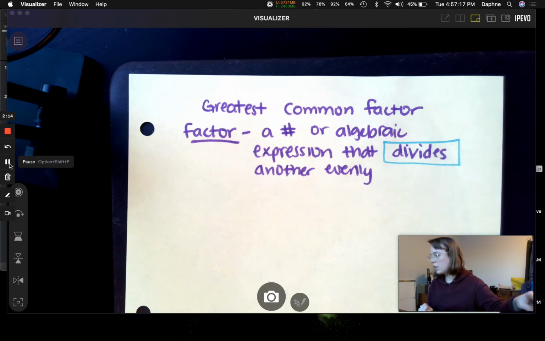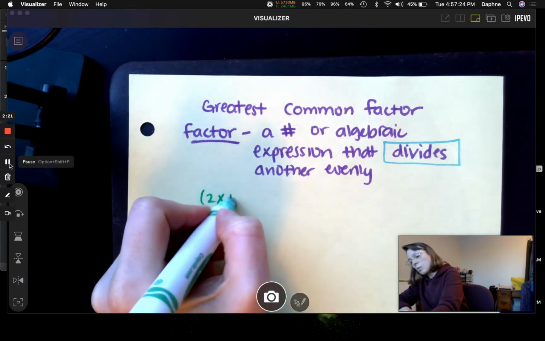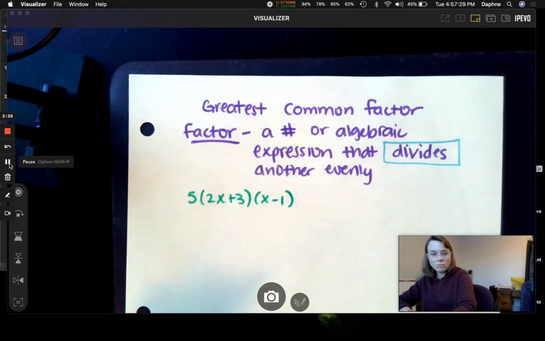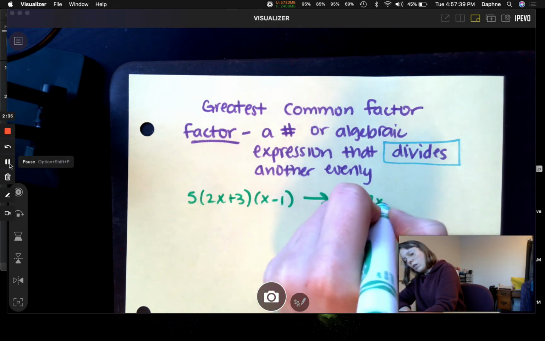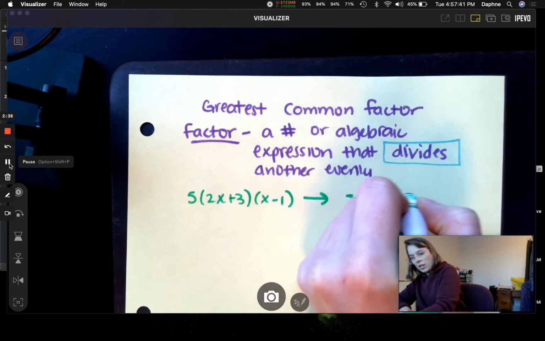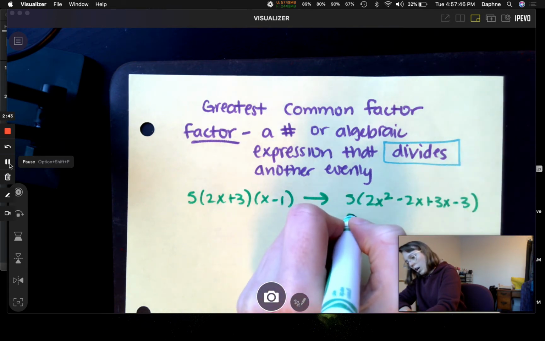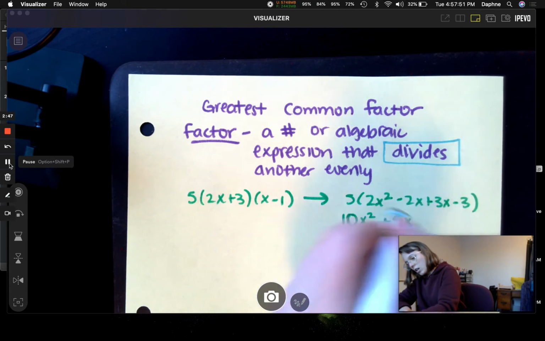And then I want to also put that up to now, I've given you something like 2x plus 3, or I'm going to put a 5 in front, and x minus 1. And then the answer to that question would have been 5 times 2x squared minus 2x plus 3x minus 3. Distribute and combine like terms, so 10x squared plus x, so plus 5x minus 15.